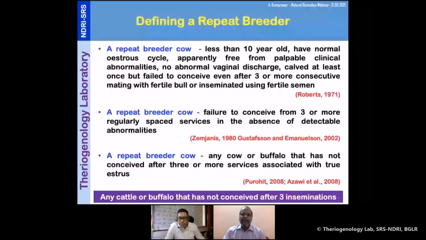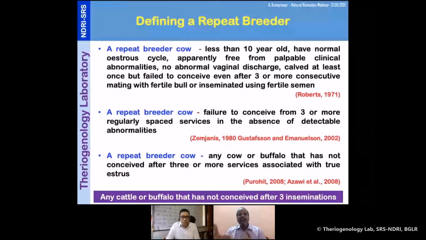The repeat breeder cow is any cow or buffalo that has not conceived after 3 or more services. Here even age is surpassed, semen quality is not talked about, and whether the animal is cycling correctly or not is also not talked about. So the repeat breeder definition has been diluted, and from some of the papers published in our country and other countries as well, any animal, even without knowing its history, is being designated as a repeat breeder, but they are not truly repeat breeders.